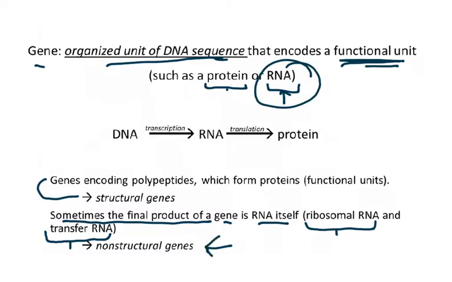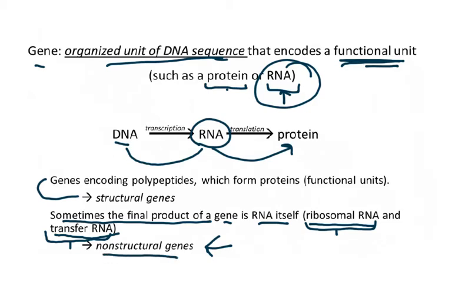So even though I typically talk about DNA moving through these stages of transcription and then translation to get to a protein, it's important to remember that a protein is not always going to be our only way to get to a functional unit. Sometimes the RNA step itself is going to give us useful things like ribosomal RNA or transfer RNA. And in that case, it's still a gene that's telling us how to make that RNA, but this is considered a non-structural gene. So this is just a little caveat before we move forward.